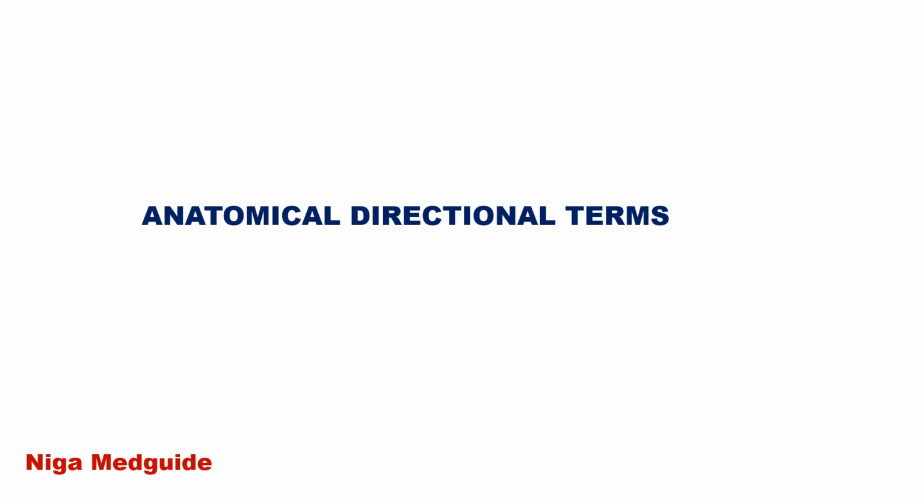Today's topic is anatomical directional terms. So first of all, what are these terms? These terms are basically standardized medical terms that are used in anatomy to describe various positions and locations of body structures that we study in anatomy. Before studying anatomy, these terms are very important to understand. So let's discuss all these terms one by one.